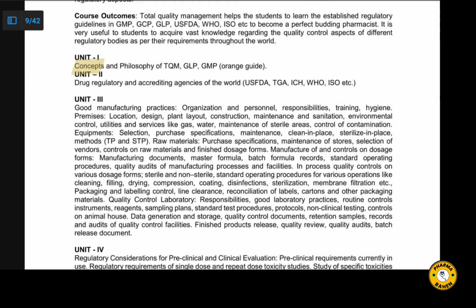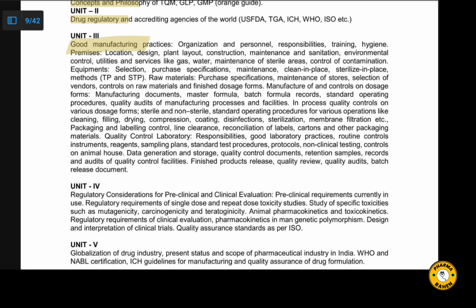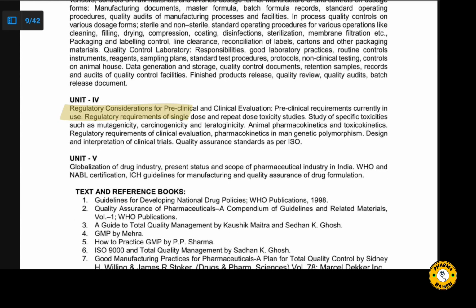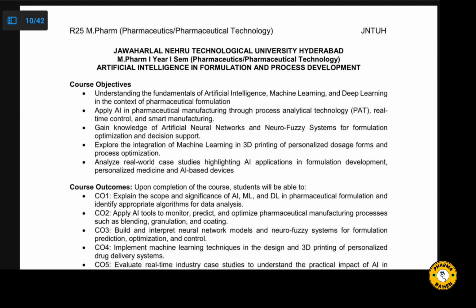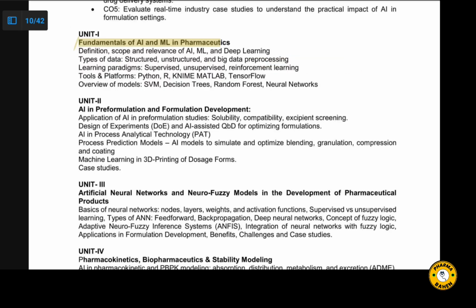There's the concept and philosophy of TQM, drug regulatory, good manufacturing practices, premises, and then regulatory considerations of preclinical and clinical evaluation, then globalization of drug industry. And then Artificial Intelligence in Formulation and Process Development.